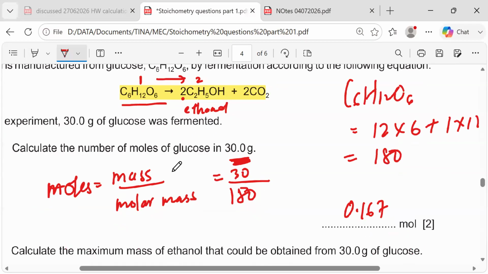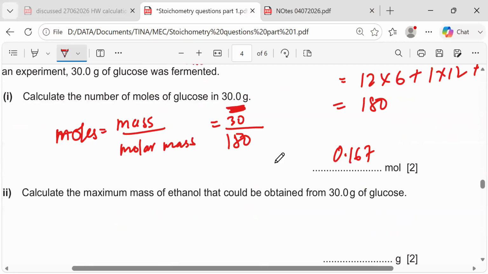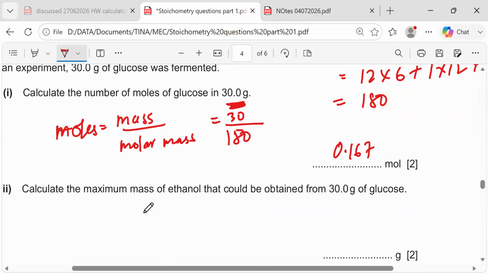So if you tell me that I have glucose and 2 ethanol, the ratio is 1 to 2. Okay, yeah?